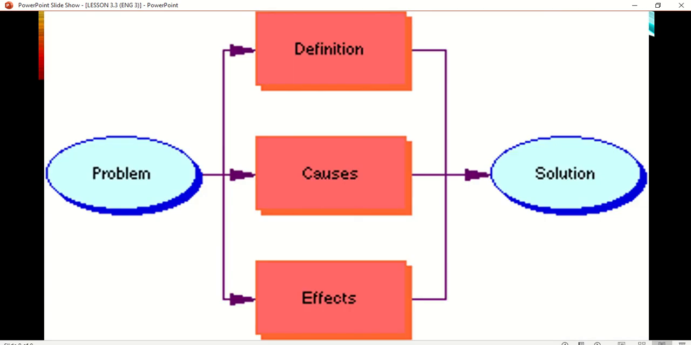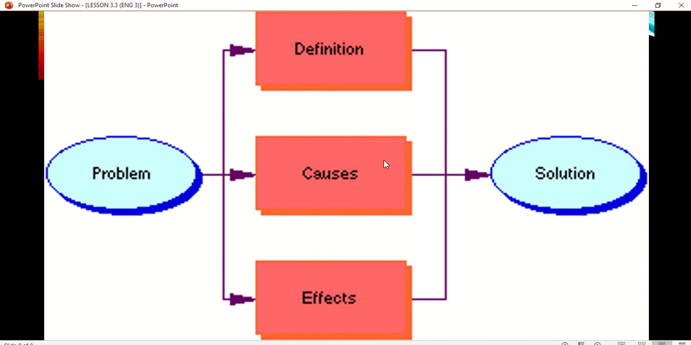So the graphic organizer for that is this. This is called the problem solution map. In this case, you write here the problem. For example, the problem is climate change. Or you define. The first box is intended for the definition. You define what climate change is. Climate change is the sudden or extreme heat experienced, or the sudden or extreme change of weather. And it is also the rising of sea level. So that is the definition.